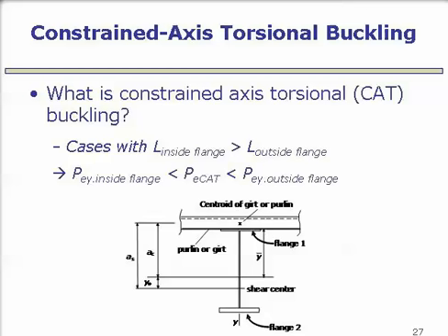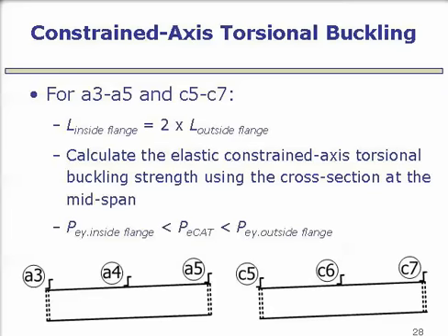The typical case here is that the length between the points where we're restraining out-of-plane movement is larger on the inside flange than the outside flange. So if we look at the P_ey, based on the inside flange brace spacing and the outside, the constrained axis torsional buckling will fall in between those two. We have this situation on the rafters in this particular example. We calculate that strength using the cross section at the mid-span of the length that you're checking.